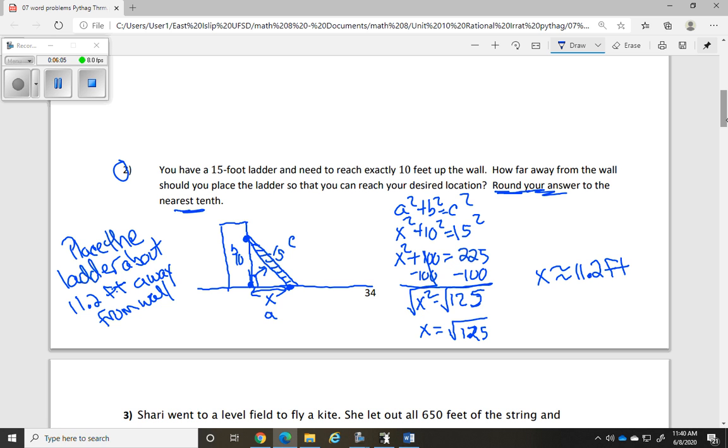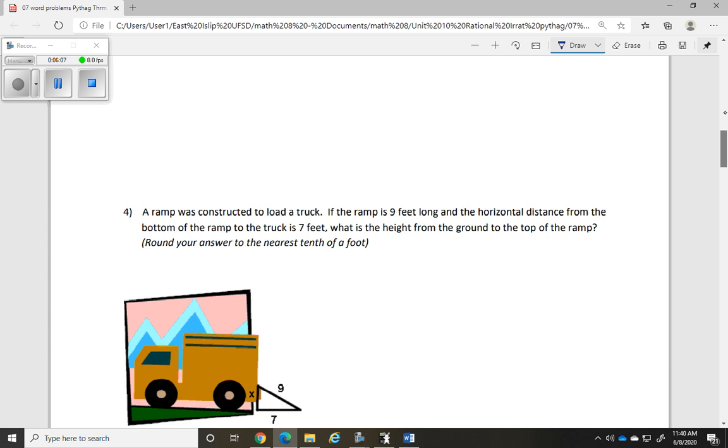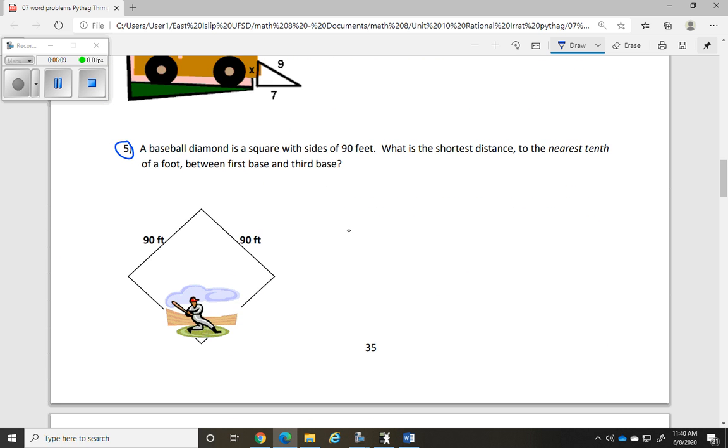Let's do the next question that I wanted to do. Number 5. A baseball diamond is a square with sides of 90. What is the shortest distance to the nearest tenth of a foot between first base and third base? So here's first base, here's third base. The shortest distance is always a straight path between the 2 points.